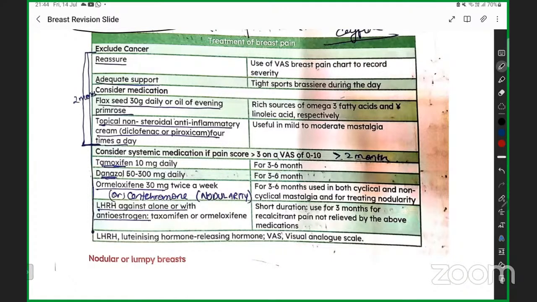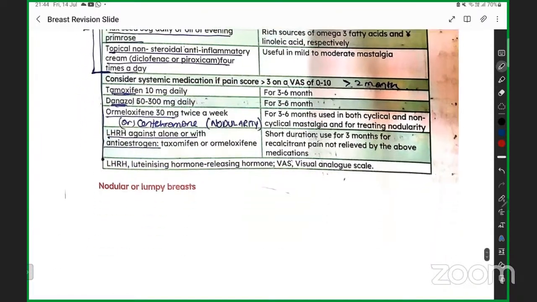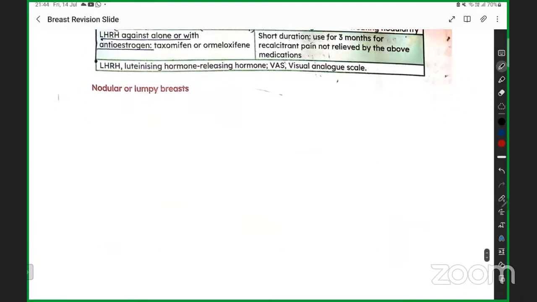Why are you giving centchroman? Centchroman can be given for patients who have nodularity. Then you can go for an LHRH agonist, or in combination with tamoxifen or ormeloxifene. All these are the drugs which are given in the treatment of breast pain. I think you are completed with the treatment of breast pain.